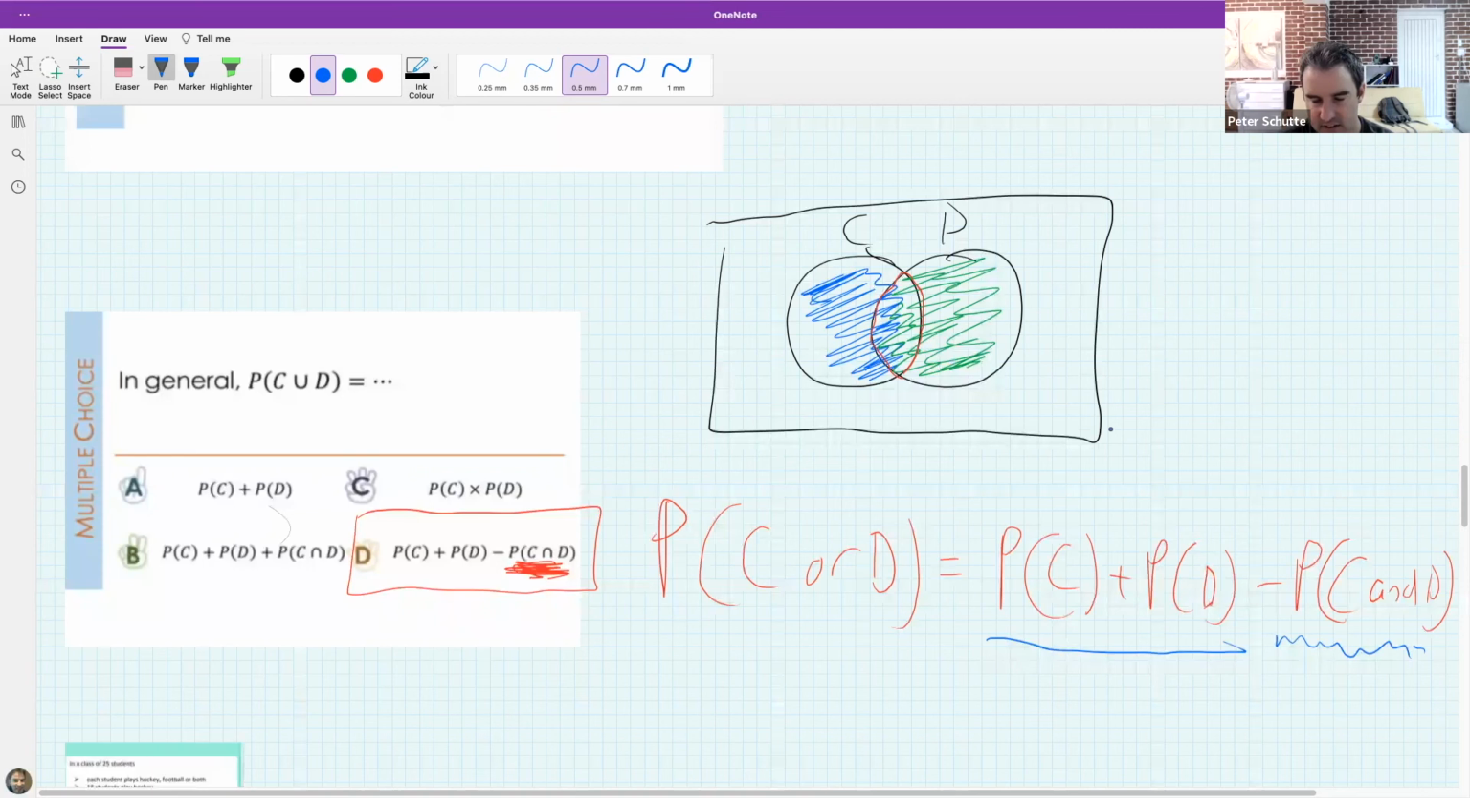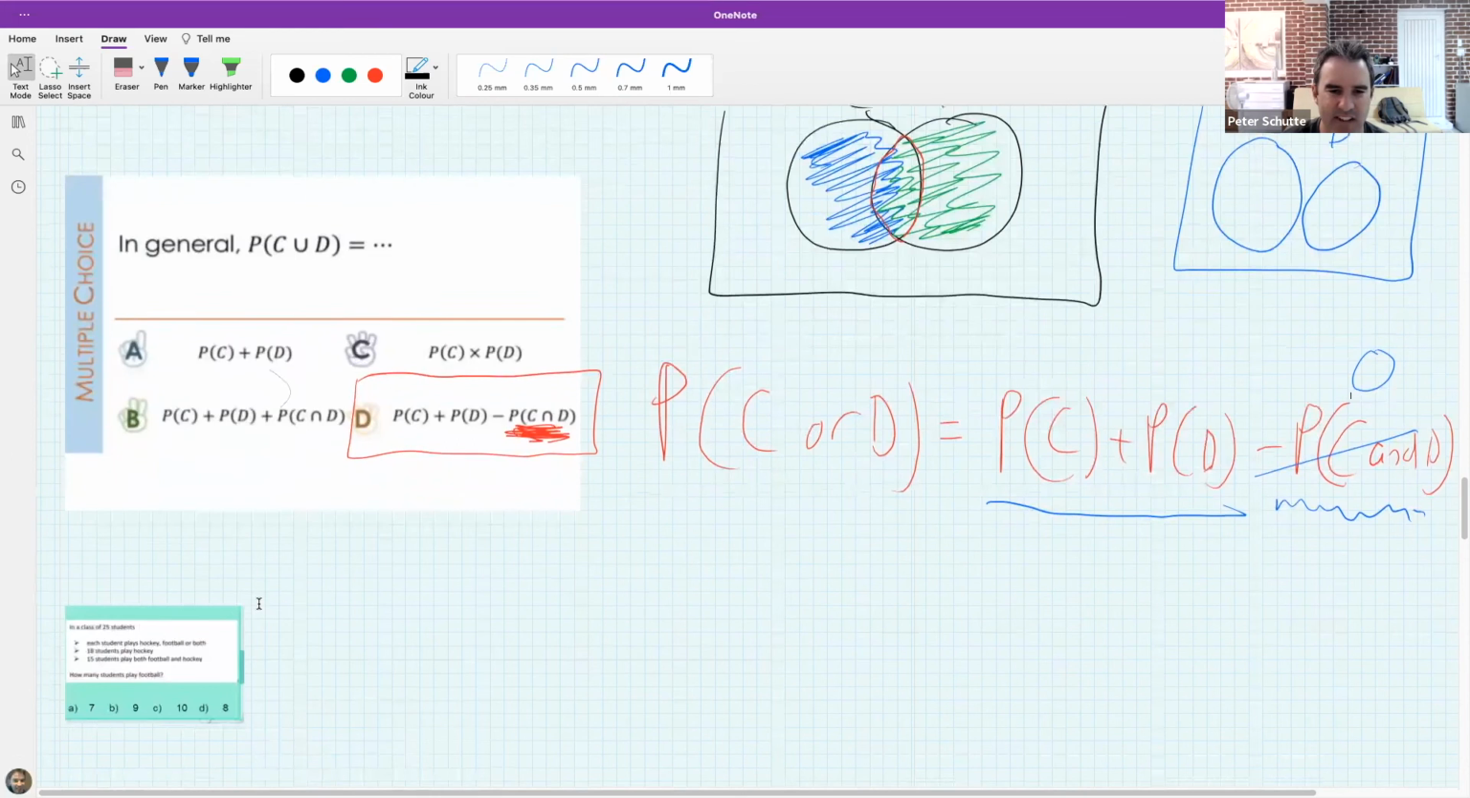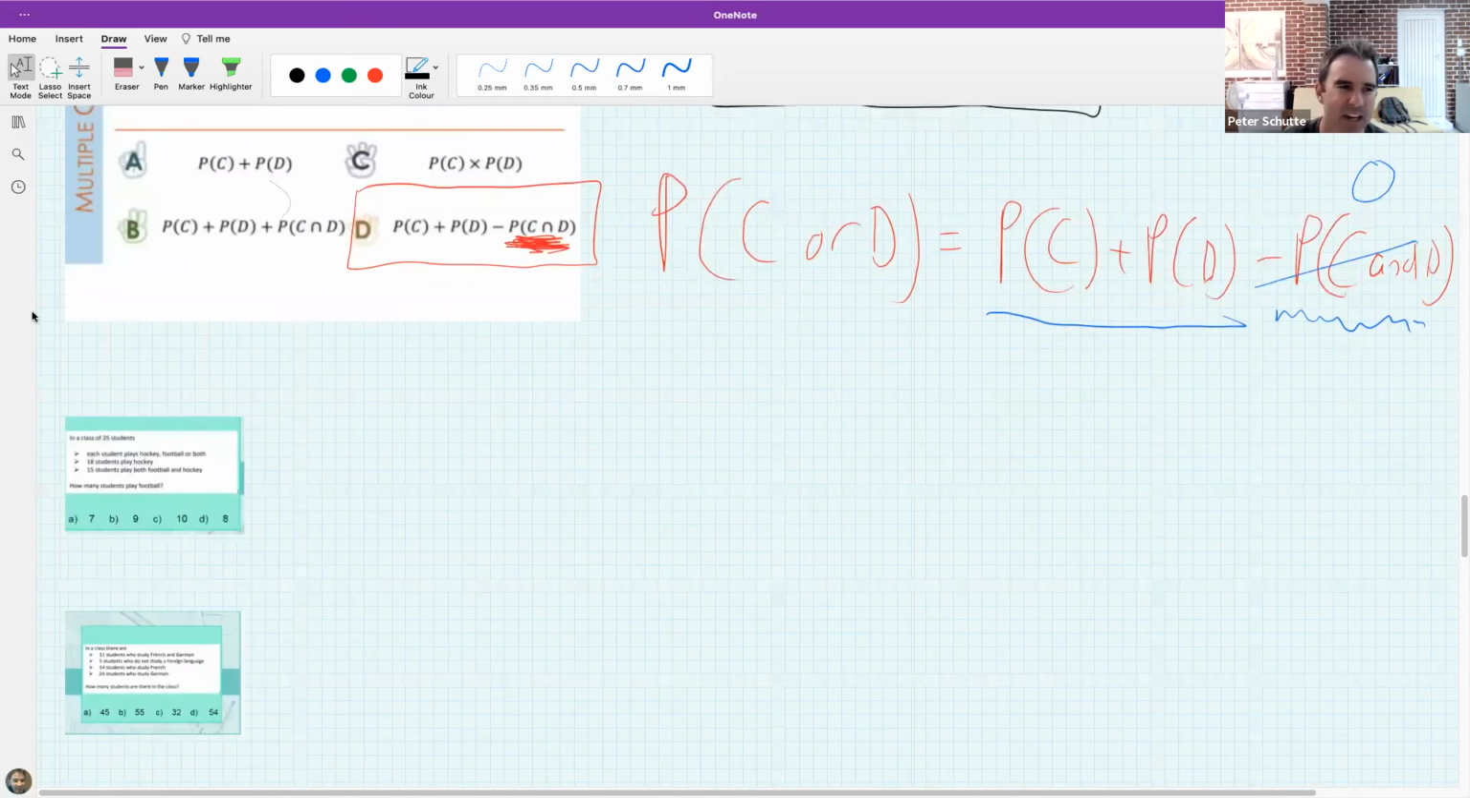In the case where things are mutually exclusive and C and D don't overlap, this part would be 0, and we can just ignore it because there's no overlap. And that's the connection between the two identities. But I will come back to it at a later stage. For today, it's a little bit too much in one day. I just want to kind of get your brains going and thinking about it.